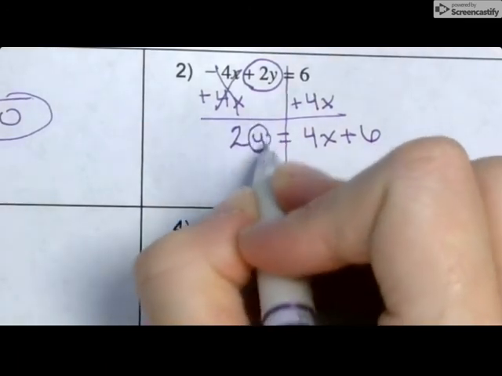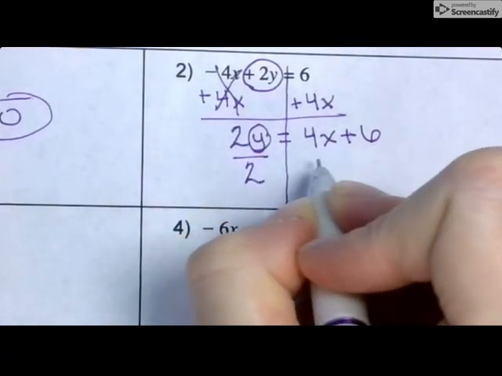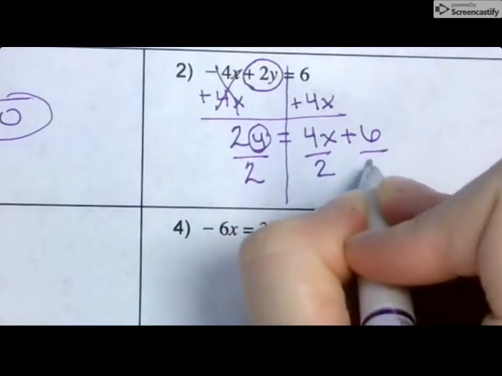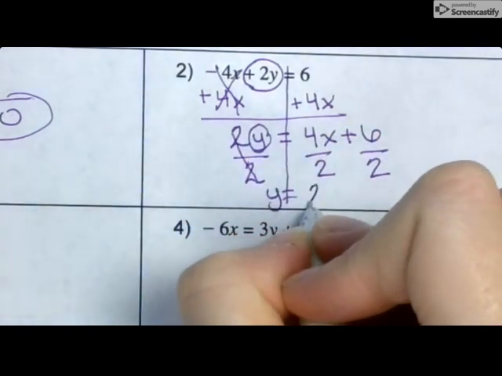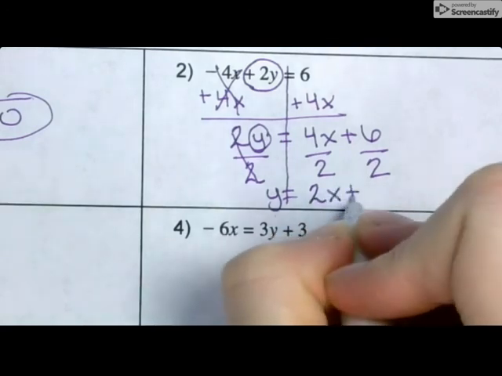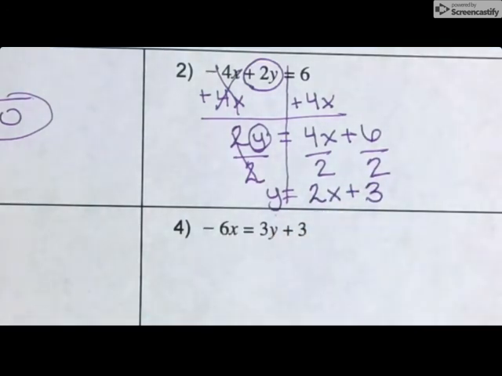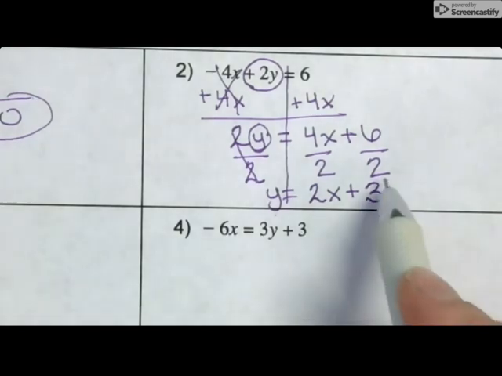Now to get y alone, I need to divide by 2 on every single term. That gives me y equals 4 divided by 2 is 2x. 6 divided by 2 is 3. And that's it.